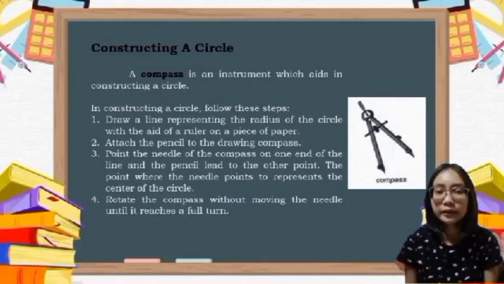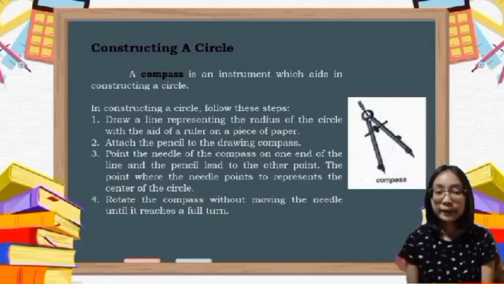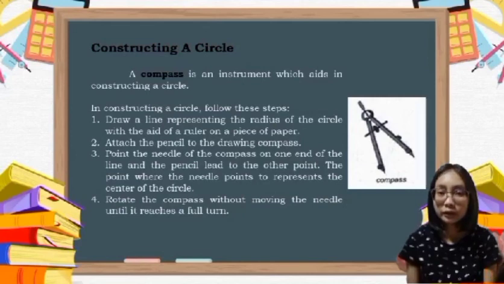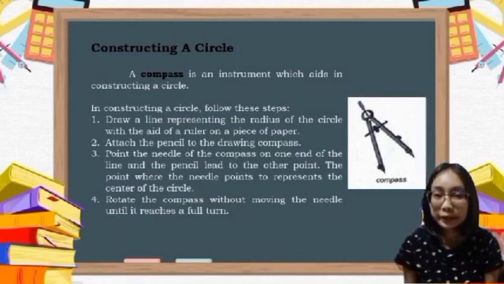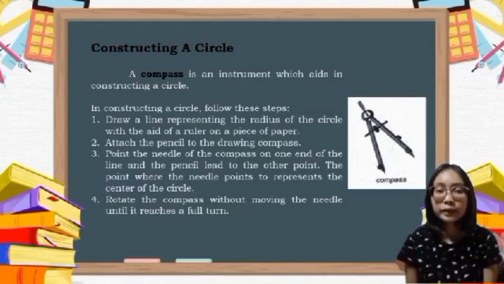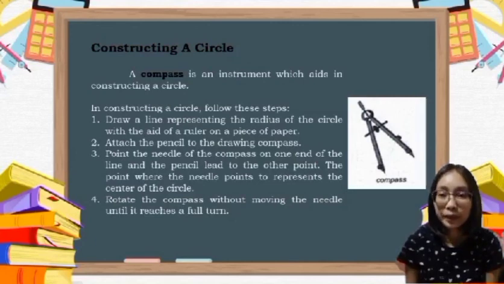So next is constructing a circle. A compass is an instrument which aids in constructing a circle. In constructing a circle, we should follow these steps. So first, draw a line representing the radius of the circle with the aid of a ruler and a piece of paper.